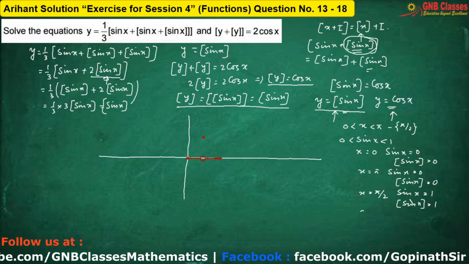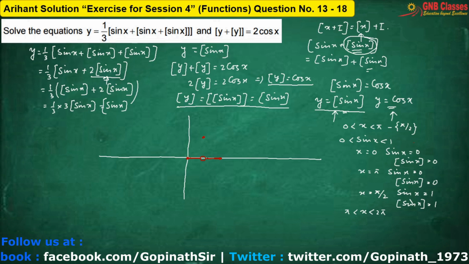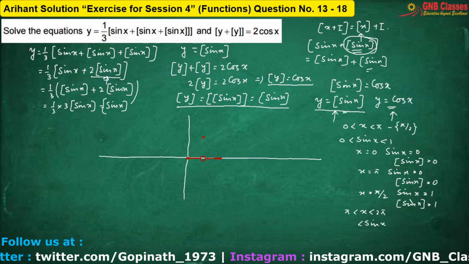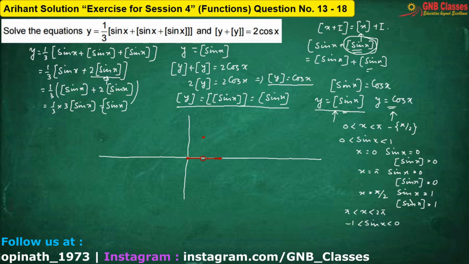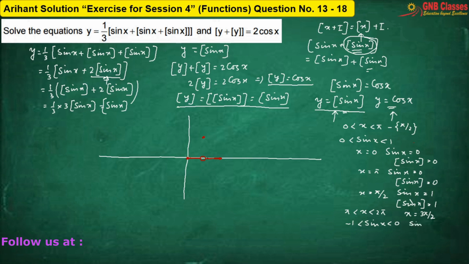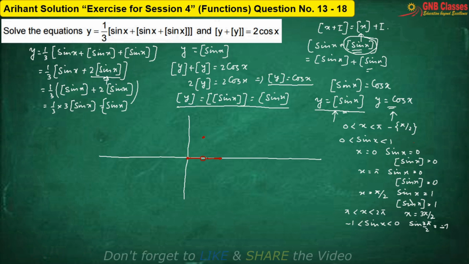Now, when x is from pi to 2 pi, what will happen? In that case, your sine x lies between -1 and 0. Is it clear? When x equals 3 pi by 2, look carefully, sine 3 pi by 2 will give you -1. Therefore, in that case, box of sine x will be -1. Therefore, from pi to 2 pi, box of sin x is nothing but -1.